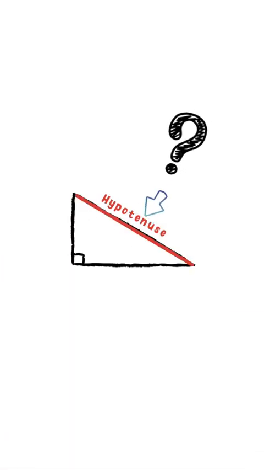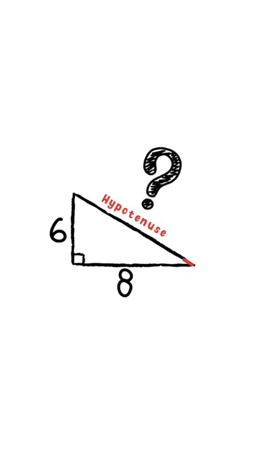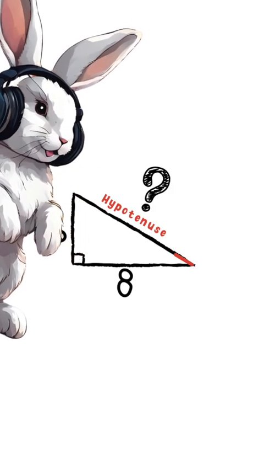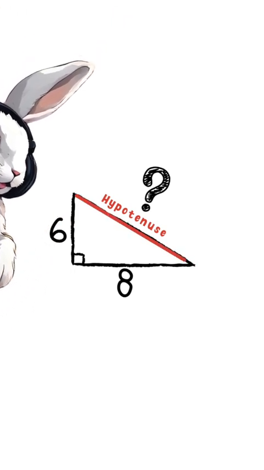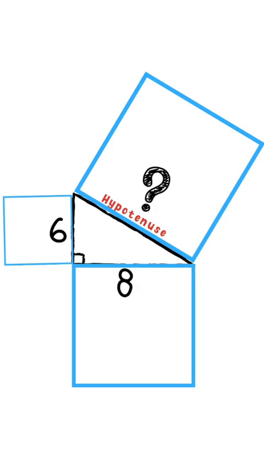So here we have a right triangle, and one leg is 6 in length, and the other leg is 8 in length. But the hypotenuse, we don't know what it is, so we'll just call it C. How in the world are we going to figure this out? Well, first let's draw a square on each of these sides. And since we know the lengths of the legs, we can find the area of those two squares.